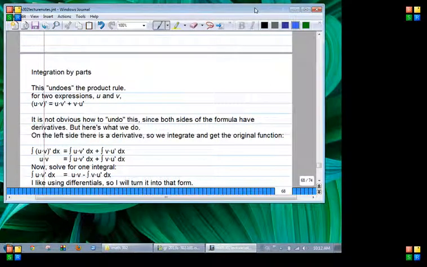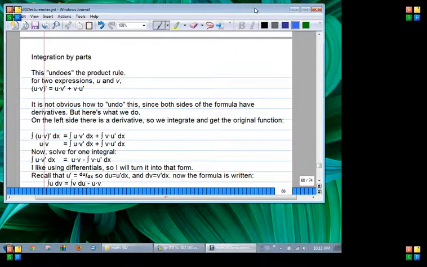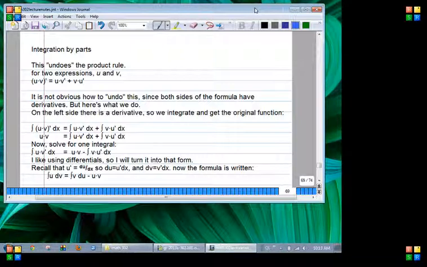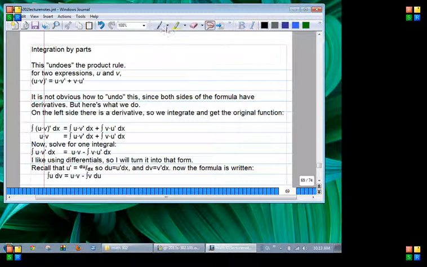I like using differentials, so I'm going to put this into the form where we're using differentials. Recall, for example, that we think of u prime as du dx. Therefore, du, as we've seen before, is just u prime dx. And similarly, dv is just v prime dx. We've used this sort of technique before. Where did we use this before? In substitution, exactly. So if we retranslate the last thing we wrote, we get this: the integral of u dv equals uv minus the integral of v du.